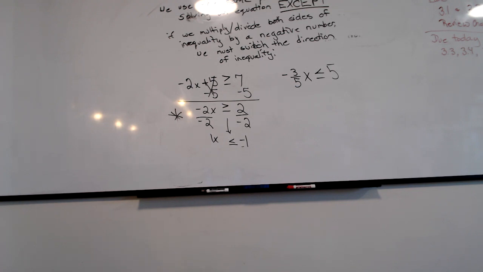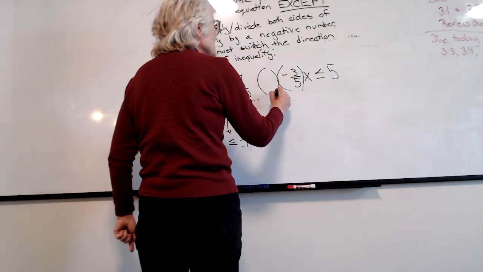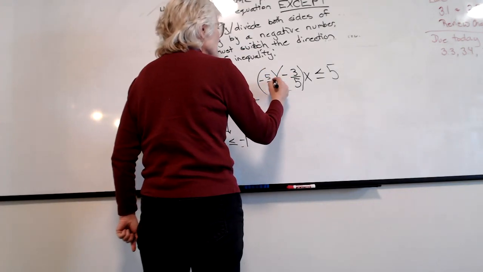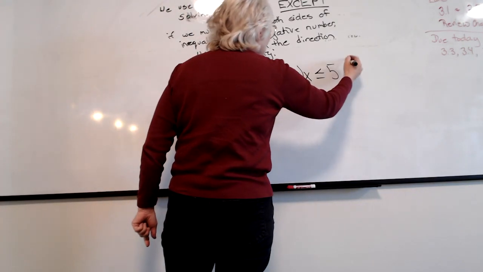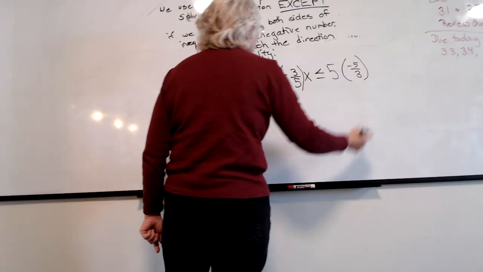Yeah, sorry, you're right. You raised your hand. Go ahead. 5/3. Is it going to be positive or is it going to be negative? I believe negative. Negative, because we need to make it a positive 1. Okay, we have to make that a positive 1 in front of x. So to make this a 1, I'm going to multiply by its reciprocal, negative 5/3. Okay.